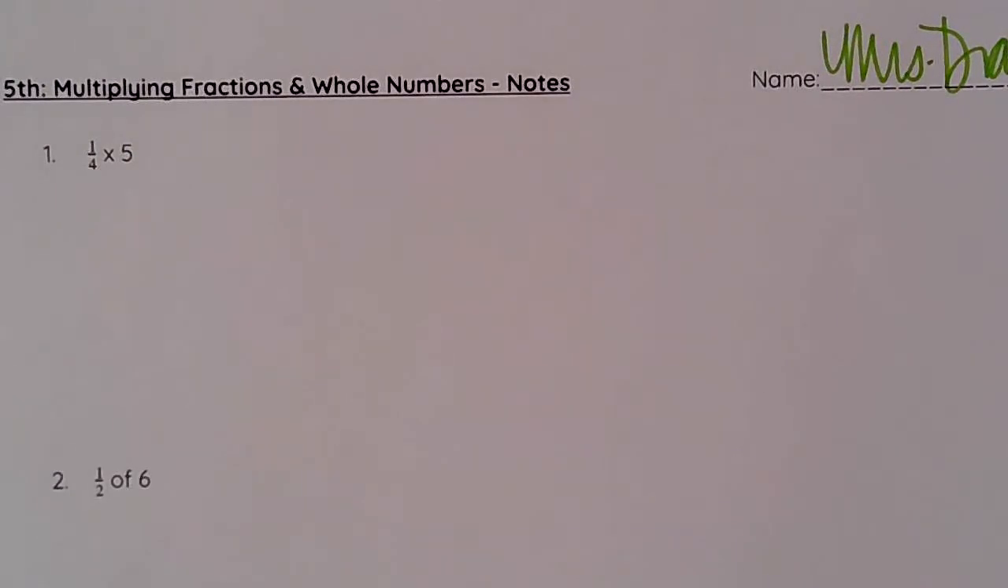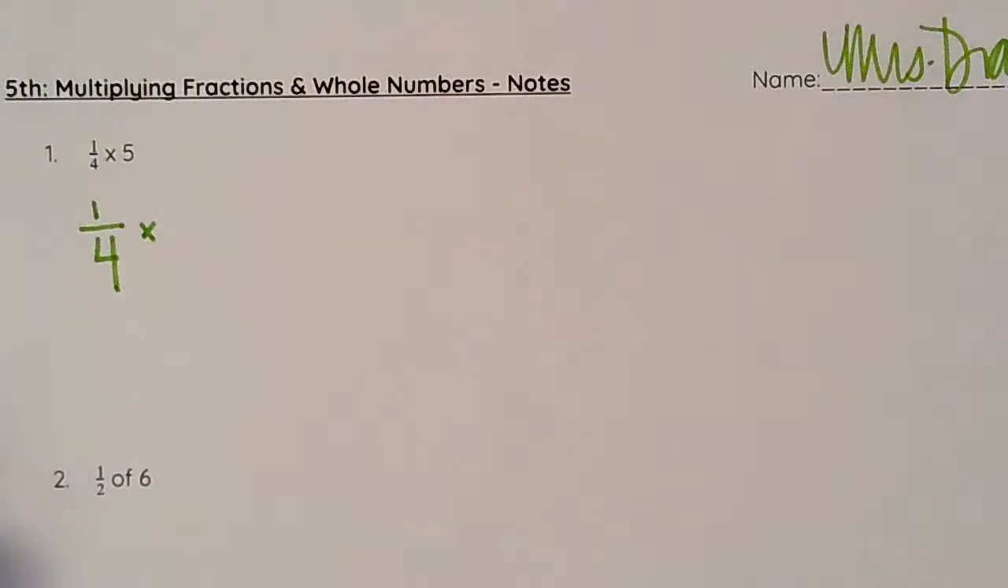Today we are going to talk about multiplying fractions by whole numbers using our equations. Okay, so we'll start with number one. It says 1/4 times 5. So we are thinking of this as 1/4 of 5 wholes. You can do that mentally and draw some pictures, or we can cut straight to the equation.